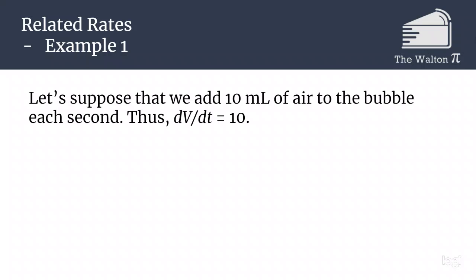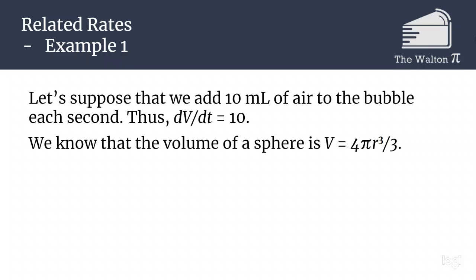So let's suppose that our bubblegum robot is blowing 10 milliliters of air into the bubble every second. That tells us that the rate the volume changes is equal to 10, and it's positive because it's increasing in volume. We now have a formula that relates volume to radius. So we know volume, we want to know radius, so we have to find a relationship between them. So volume equals 4/3 pi r cubed.